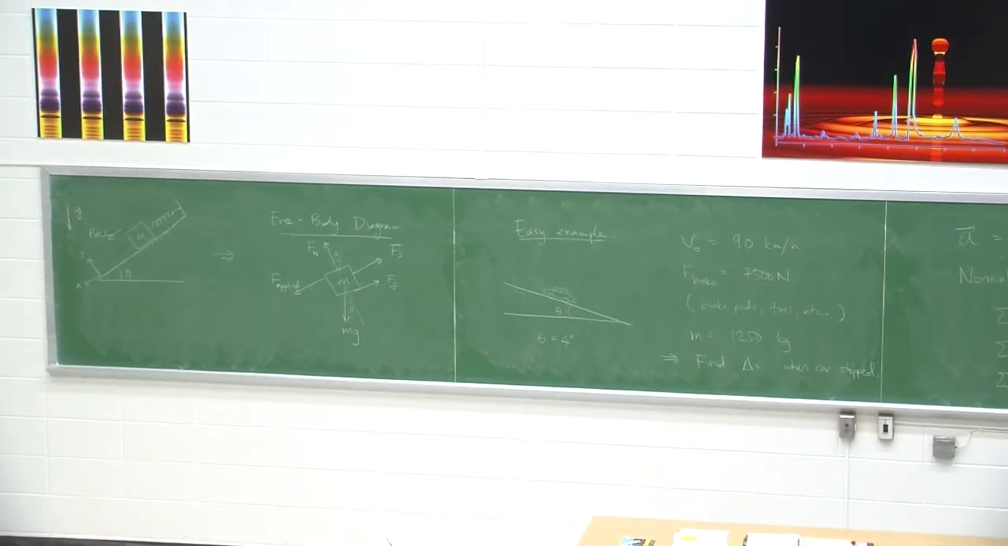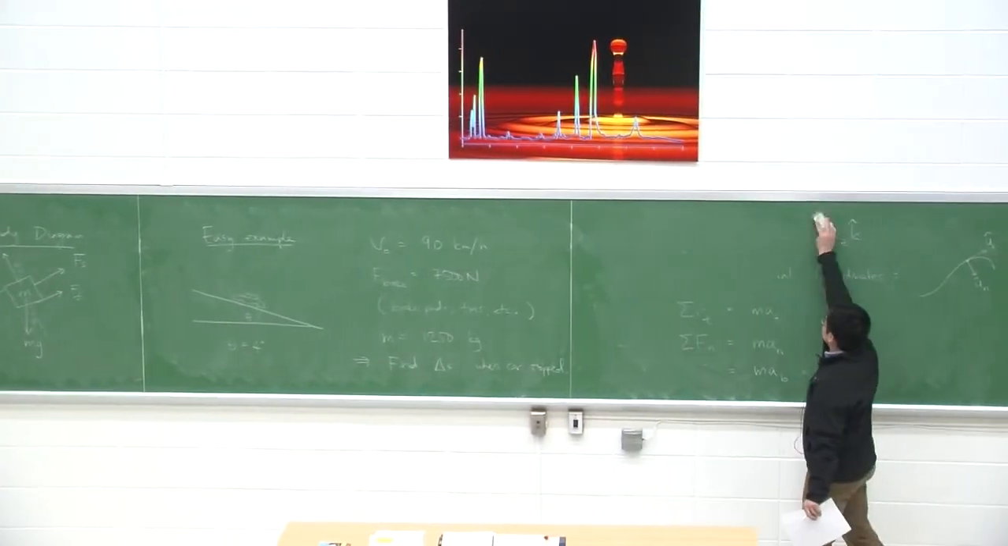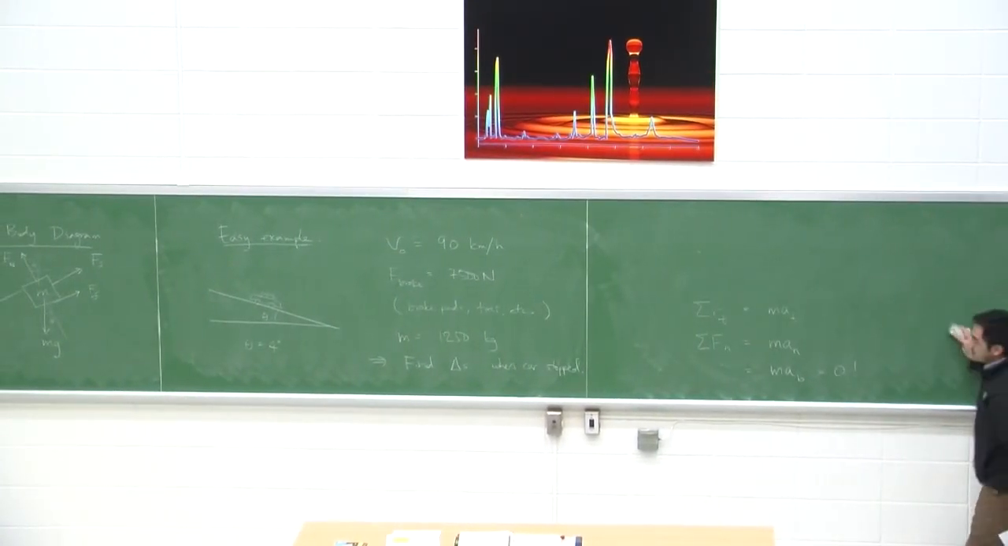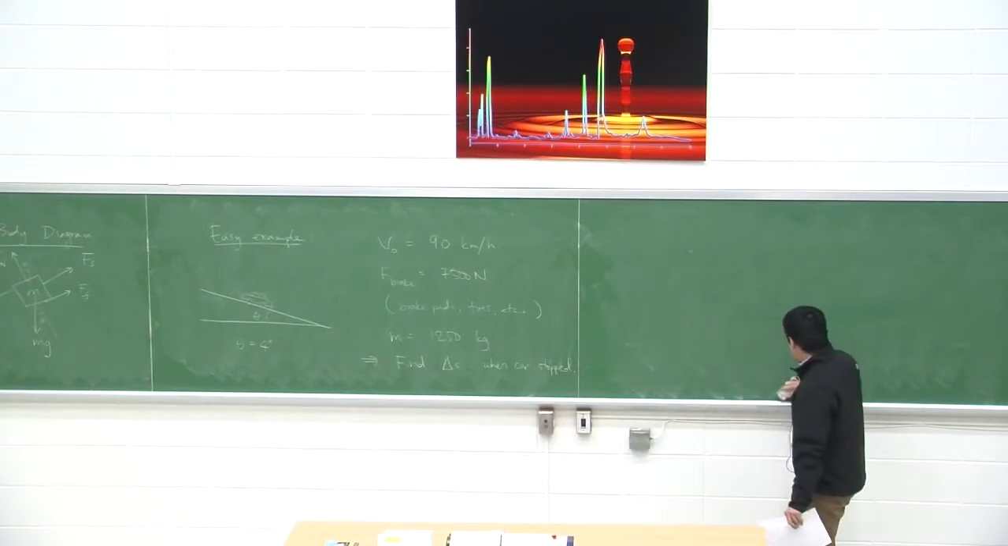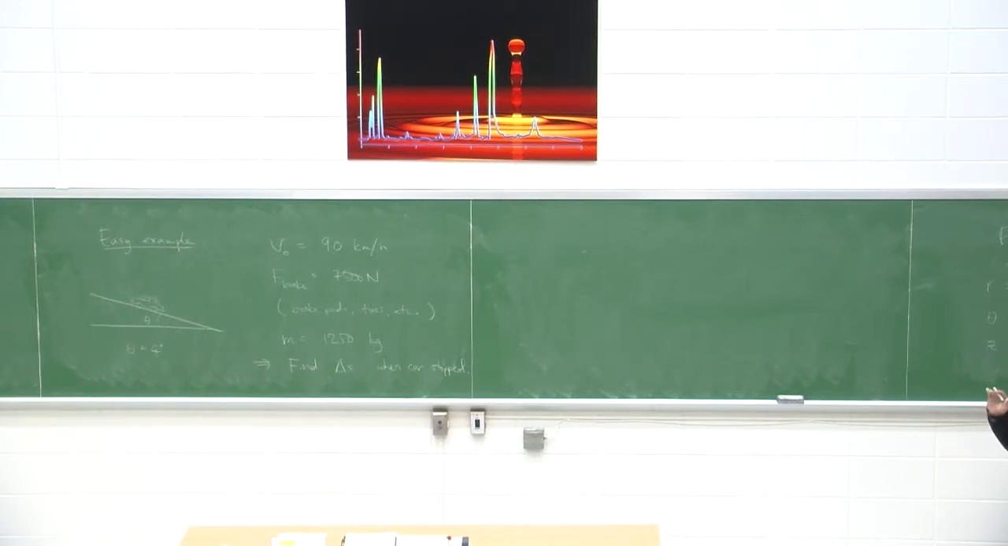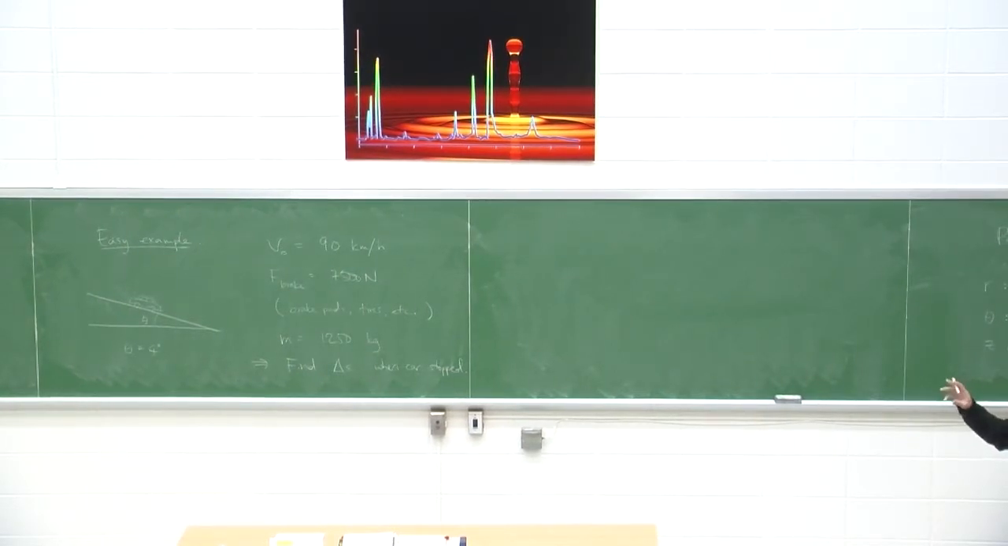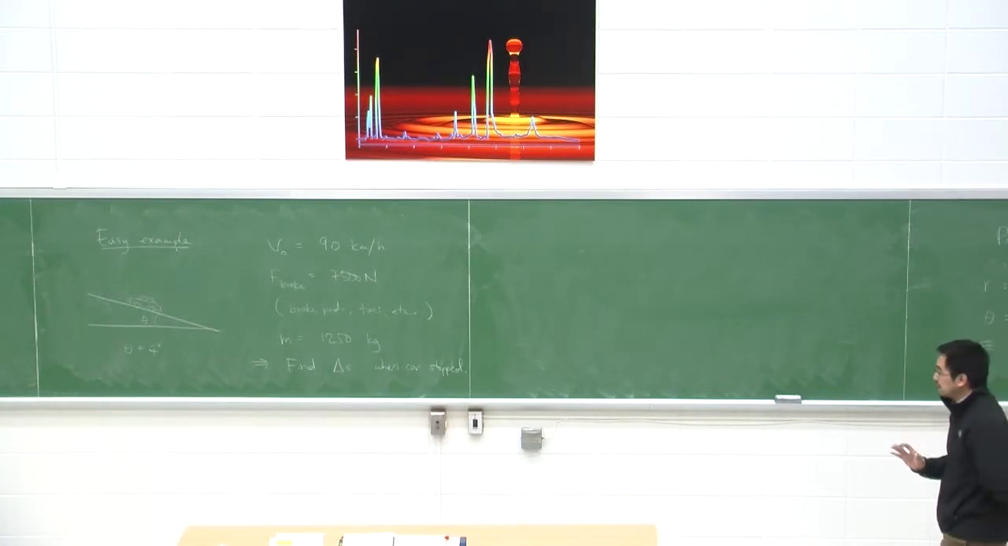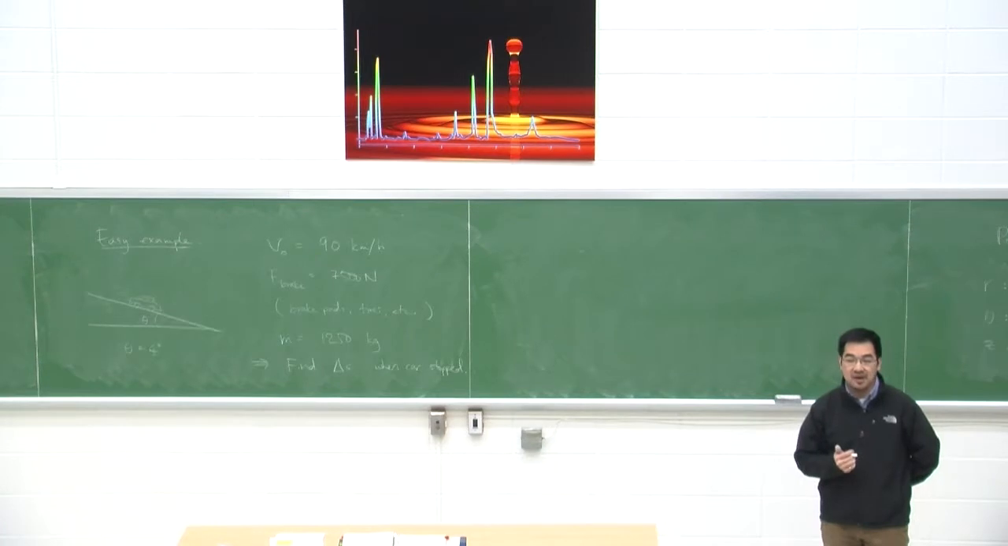All right. So here's a really, really easy example, but illustrative. It illustrates a bunch of really important concepts for you to carry over. I've got a car sitting on a 4-degree incline, and it's initially moving at a speed of V0 equal to 90 kilometers per hour. In the problem, you're just told that there's this braking force, F brake, and you're given this value, 7,500 newtons.